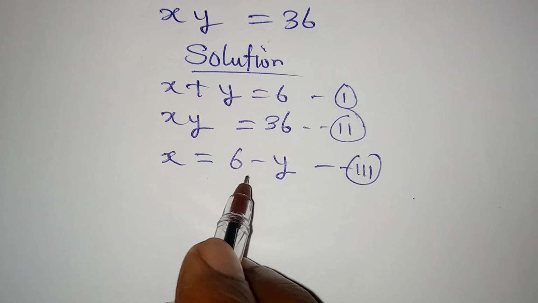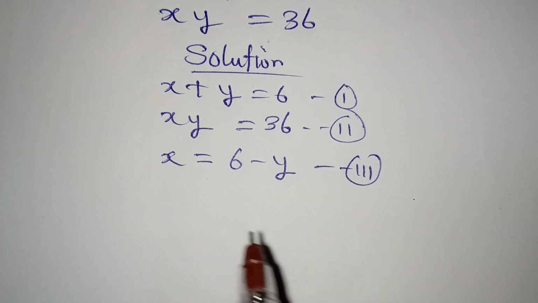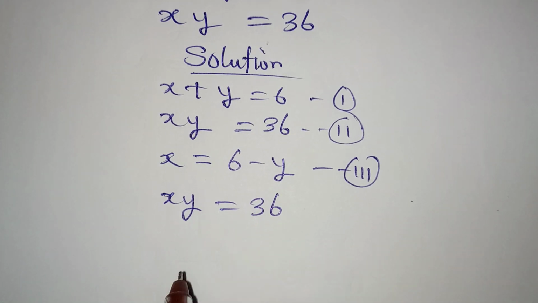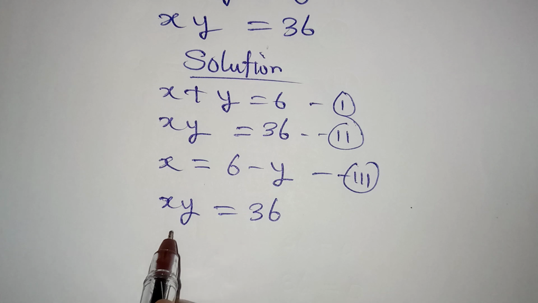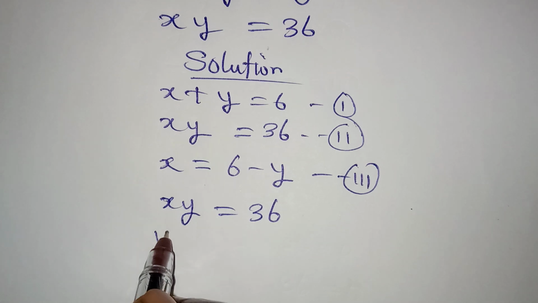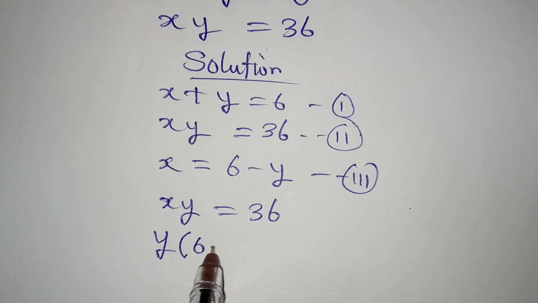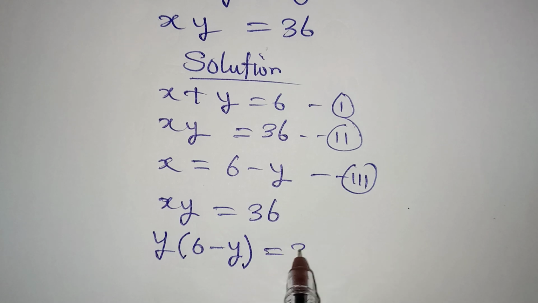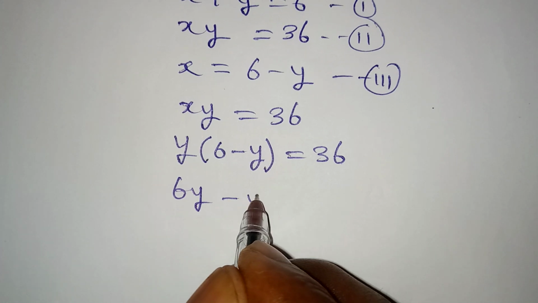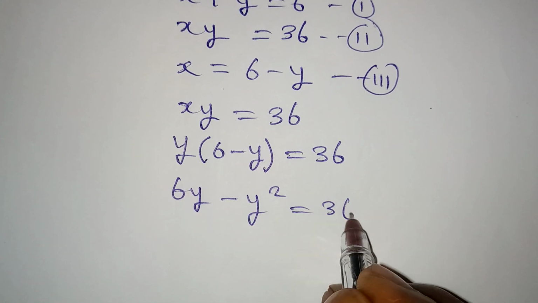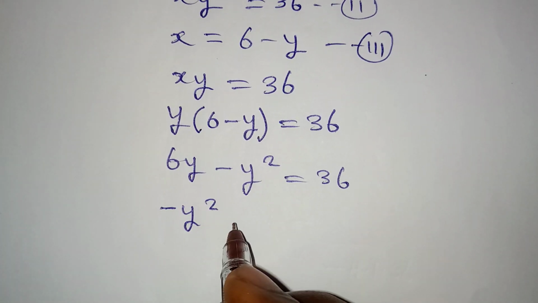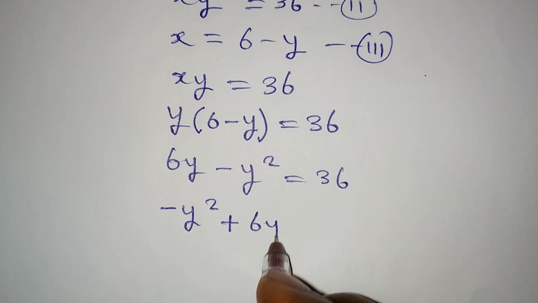Now put this equation 3 into equation 2, and our equation 2 is xy, which is equal to 36. In place of x now, we're going to write 6 minus y. So we have y first, then we have 6 minus y. This is equal to 36. To continue with this, we have 6y minus y squared equals 36. Now let us rearrange this. We have minus y squared plus 6y.